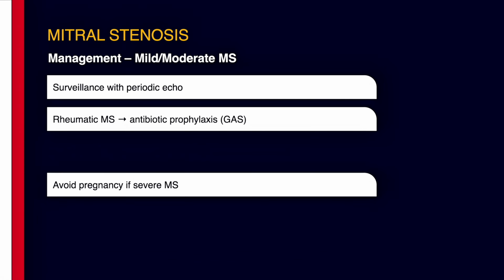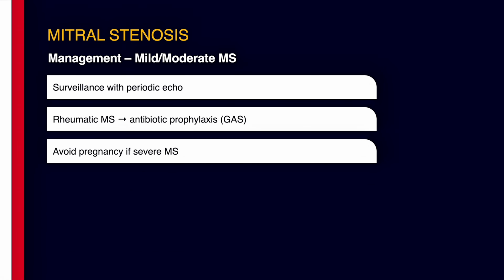All right, management of mild to moderate mitral stenosis. These are the patients who are asymptomatic or have minimal symptoms, and the valve area is still relatively preserved. The first step is surveillance. We're going to follow these patients with periodic echocardiography, usually every 1 to 2 years to monitor for progression. We're looking for changes in valve area, transmitral gradient, pulmonary pressures, and of course, development of symptoms.